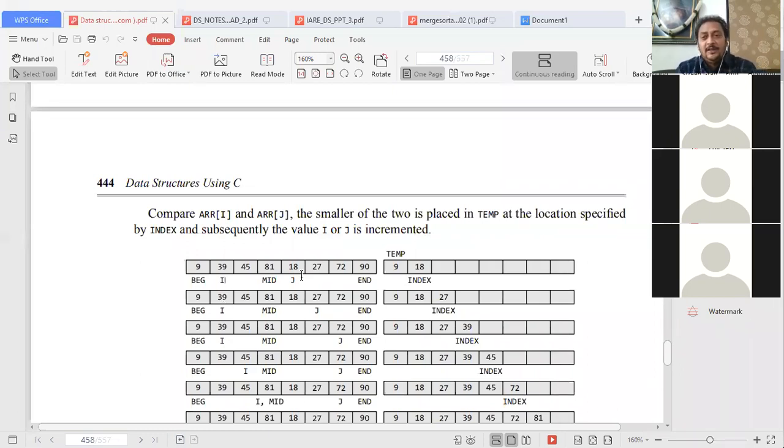When is the j position supposed to change? When the j element is less than I, then j moves to the index and the j position is incremented. Is this concept clear?